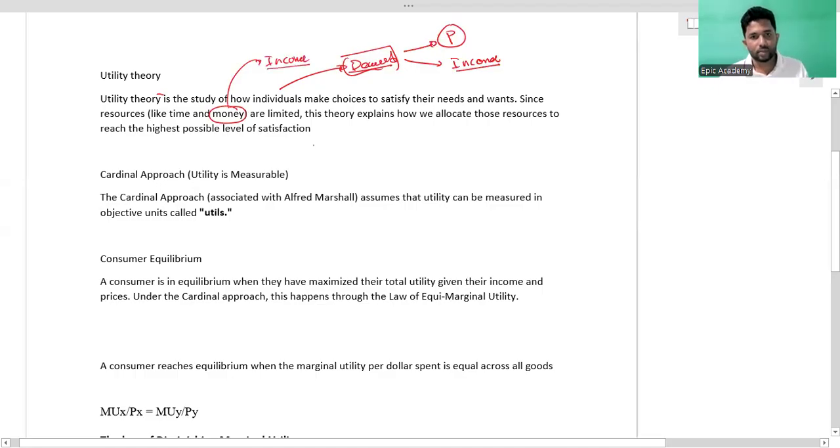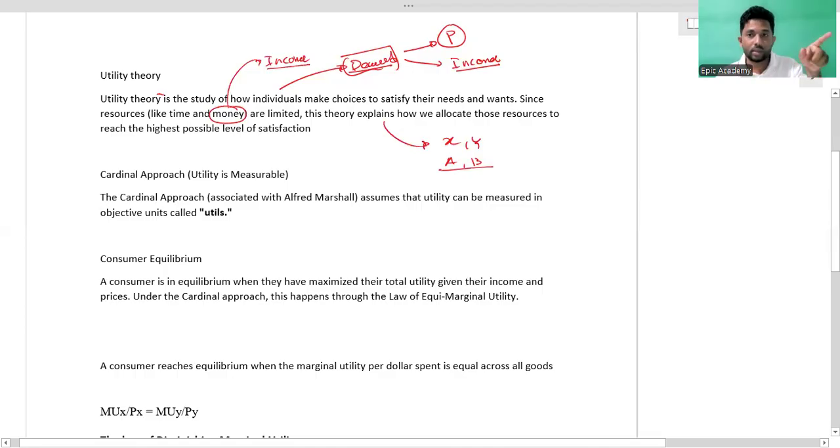Income of the consumer, right? So how are they going to allocate that limited income to consumption purposes? But here you are going to assume that this particular consumer consumes only two commodities, right? It can be X or Y, or A and B.